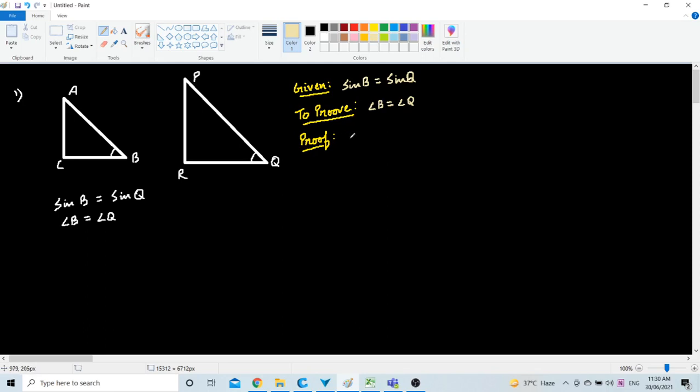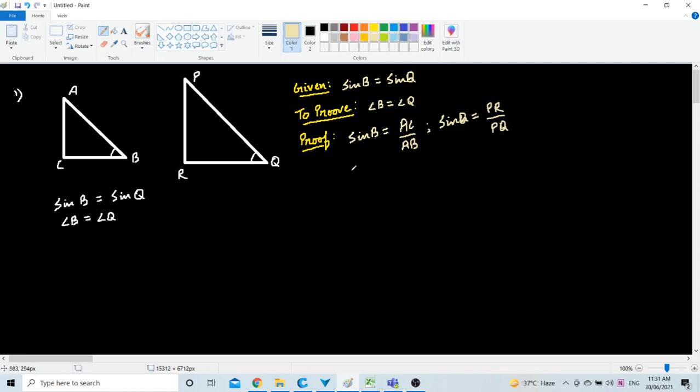So for this, first of all, as it is given to you that sine B equals sine Q. Now what is sine B? That is perpendicular upon hypotenuse. That is AC upon AB. Right? Similarly, what is sine Q? This is equal to PR upon PQ.